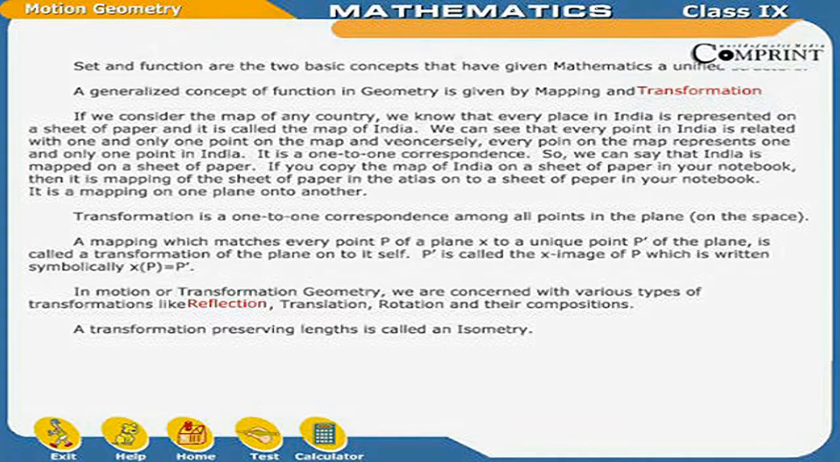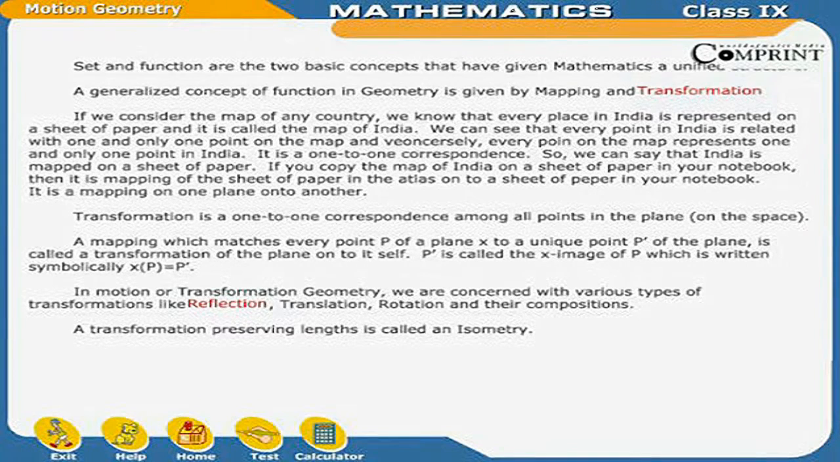If you copy the map of India on a sheet of paper in your notebook, then it is mapping of the sheet of paper in the atlas onto a sheet of paper in your notebook. It is mapping from one place to another. Transformation is a one-to-one correspondence among all points in a plane or the space.